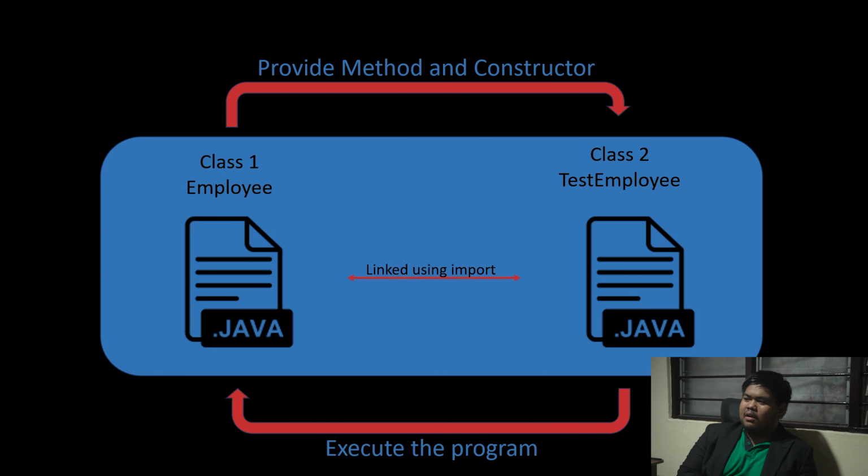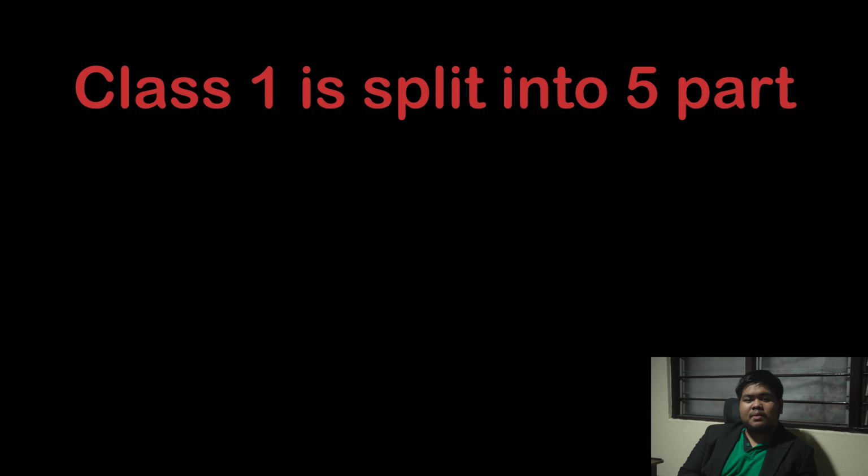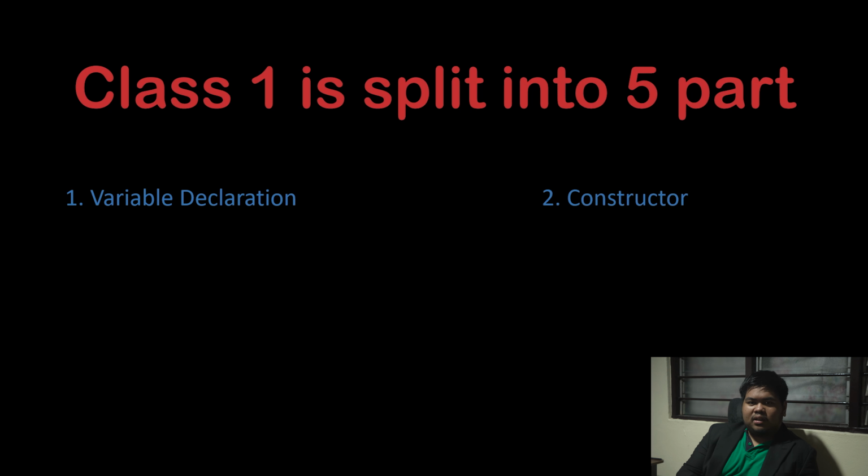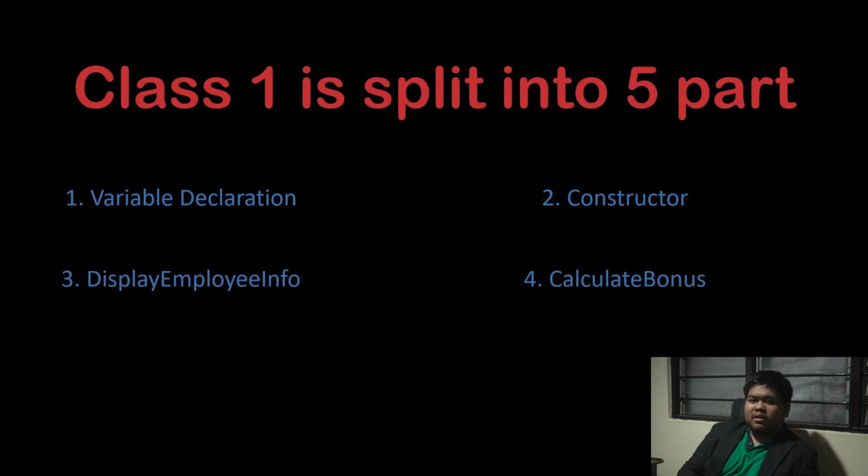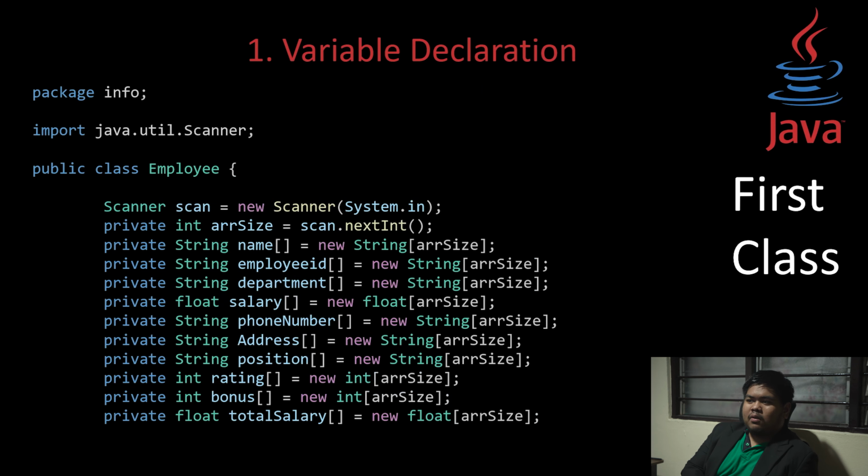Right. Let's talk about class 1, which will be split into 5 parts. The first part is variable declaration. The second is constructor. Third is display employee info method. Fourth is the calculate bonus. And lastly, fifth, display employee bonus method. Right. So let's take a look at the first one, the variable declaration.